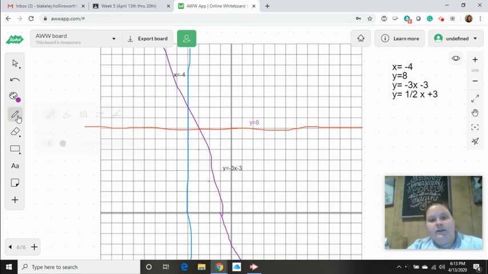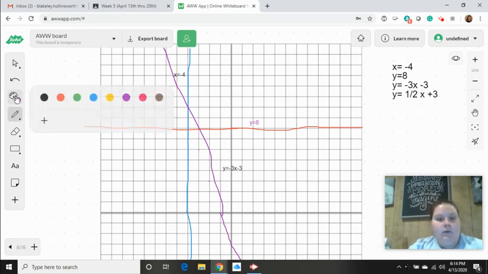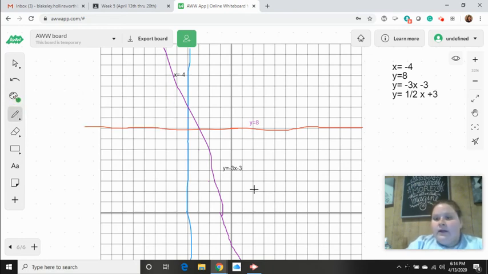We have one more line to graph here. That line is 1/2 x plus 3. So at positive 3 is where we're going to start. Our slope's 1/2. So slopes rise over runs. We're rising 1, running 2. 1, 2. 1, 2. Positive 3. Rise 1, run 2.